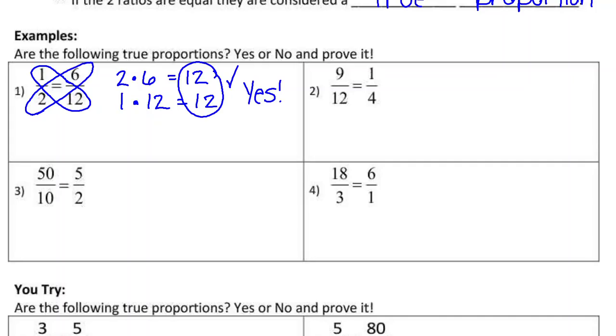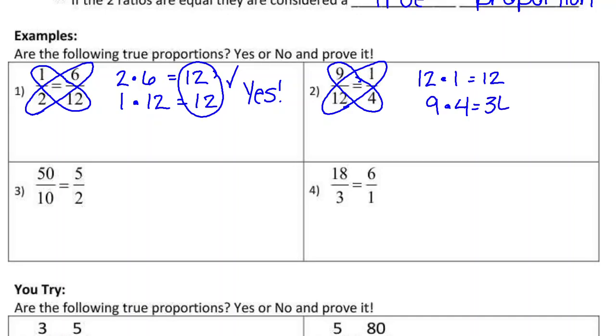Okay, if we look at number 2, I'm going to do this one first. So 12 times 1 is 12. And then I'm going to go the other way. 9 times 4 is 36. Do they create a true proportion? No, because they don't match there. 12 is not equal to 36. Why don't you try number 3 and number 4? Tell me if those are equivalent.